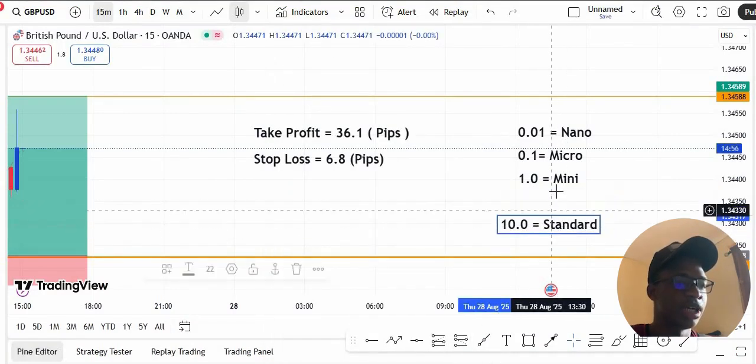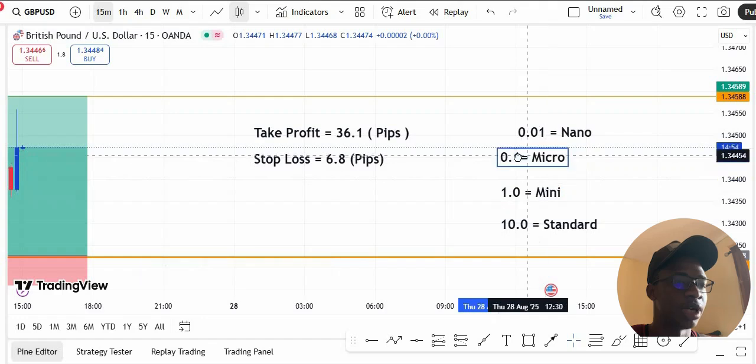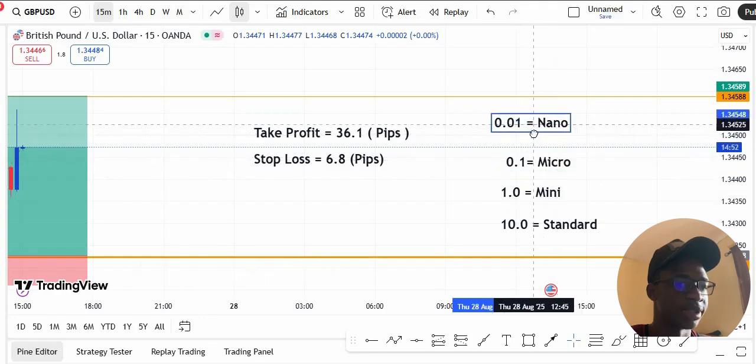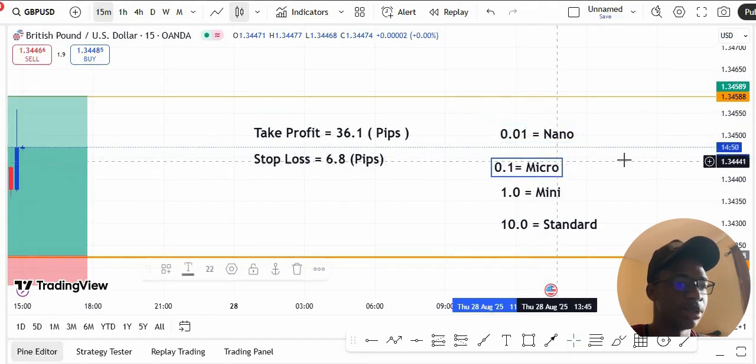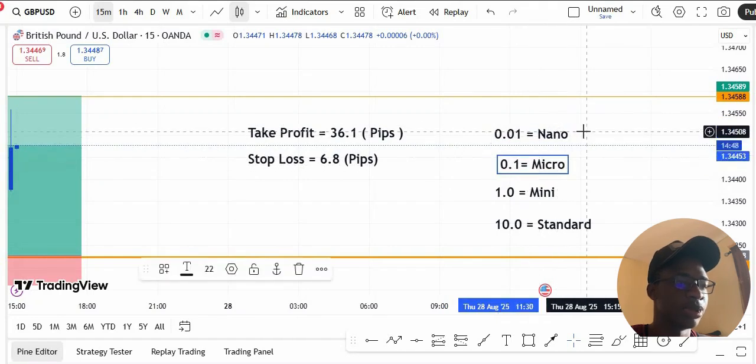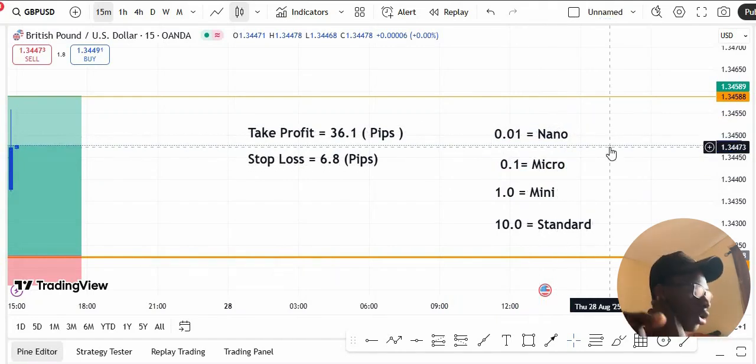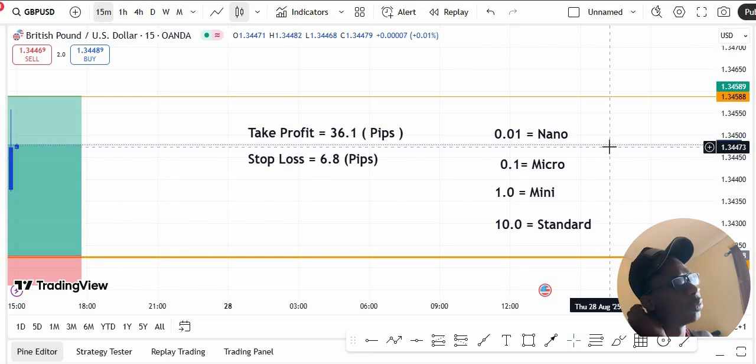Now, this is how lot size works. I want to screenshot this and save it. So this 0.01 moves in tens until you get to 0.1. This 0.1 also moves in tens, in digits, before you get to 1.0. 1.0 also moves in digits before you get to 10.0. You get what I mean?